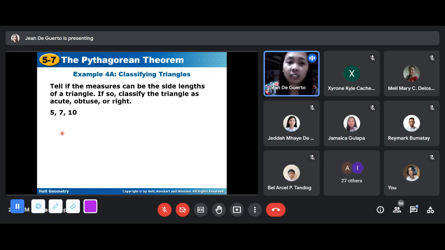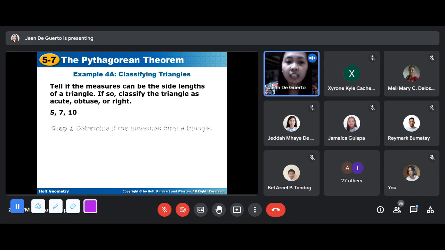So, kunin natin yung dalawang maliit na measures. Okay? Kasi ibig sabihin yung 5, 7, and 10, if these are possible sides of a triangle, yung 10, yun yung isa-substitute natin sa C, the longest side. So, take the sum of 5 and 7. 5 plus 7 is 12. Tama? So, 12 is greater than the third side, which is 10. So, ibig sabihin, these three measures are possible measurements of a triangle, sides of the triangle.